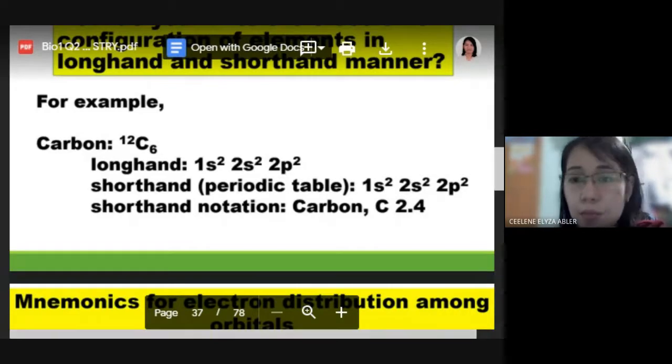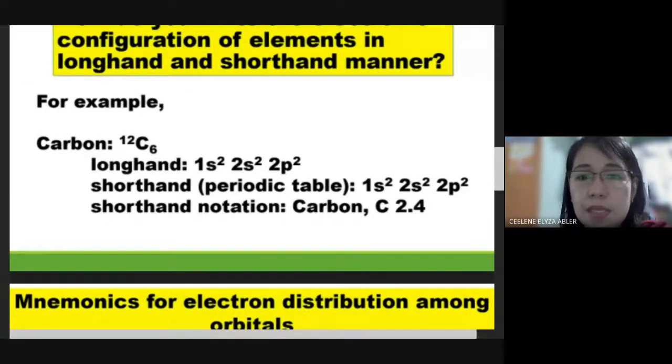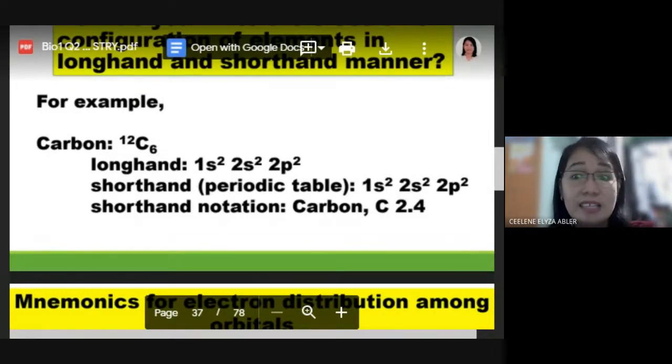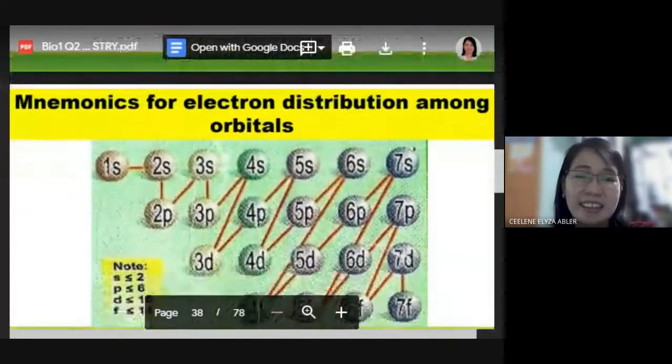So you have here carbon and it's represented by C, 2.4. The 2 is actually here, the first na shell, and 4 is actually the second shell. So this is added lang together ito siya ng mga exponents na ito. So this is 2 plus 2 is equal to 4. Okay, may exercises kayo niyan pagdating ng college.